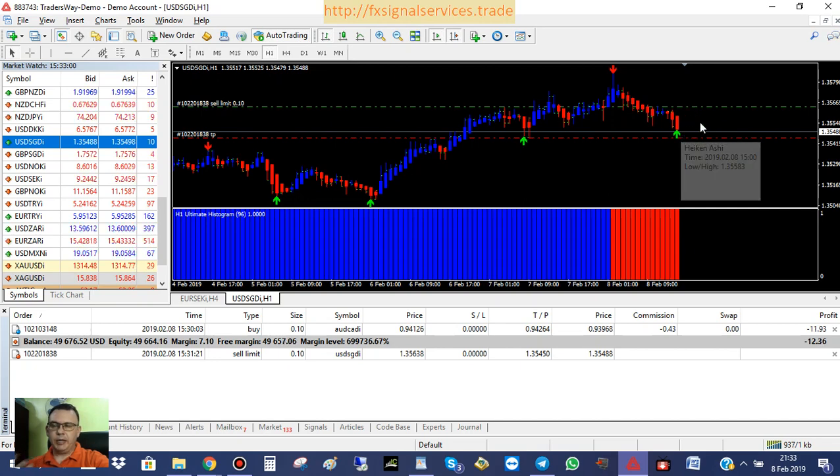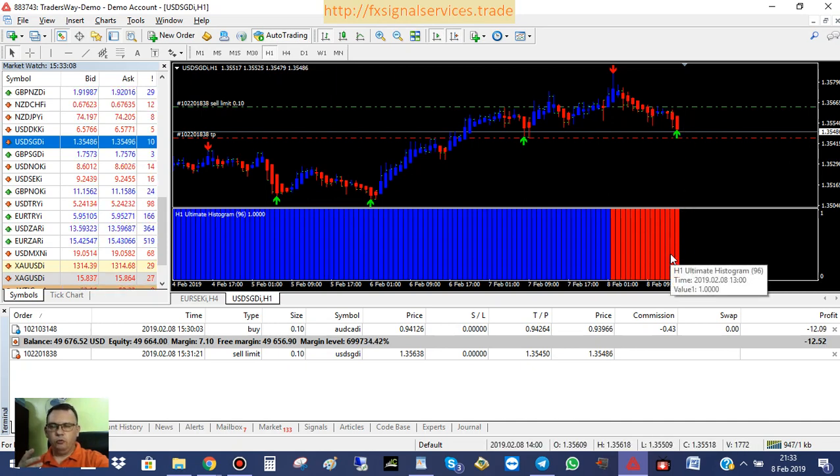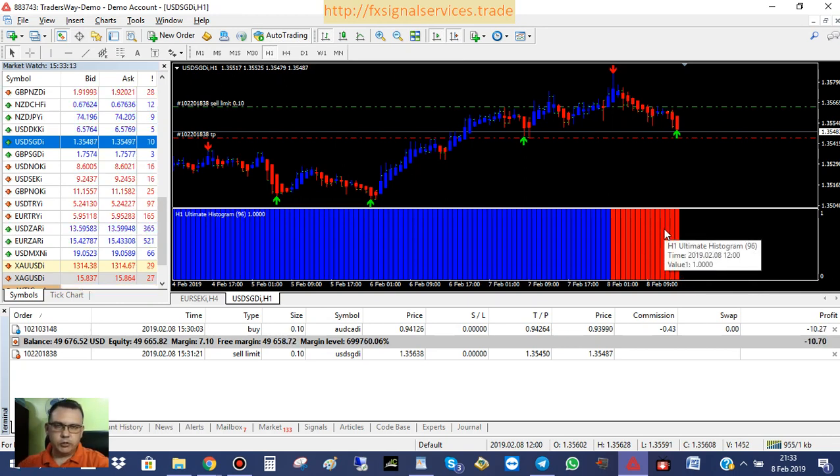Now you can place a buy trade, like the signal says, but to play it safe, I would go with the trend, which is bearish according to the red histogram right here. So that's how I would trade this particular trade.